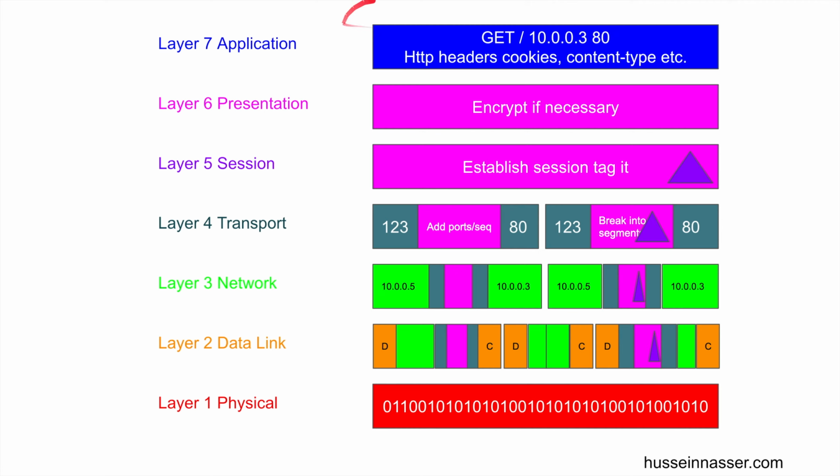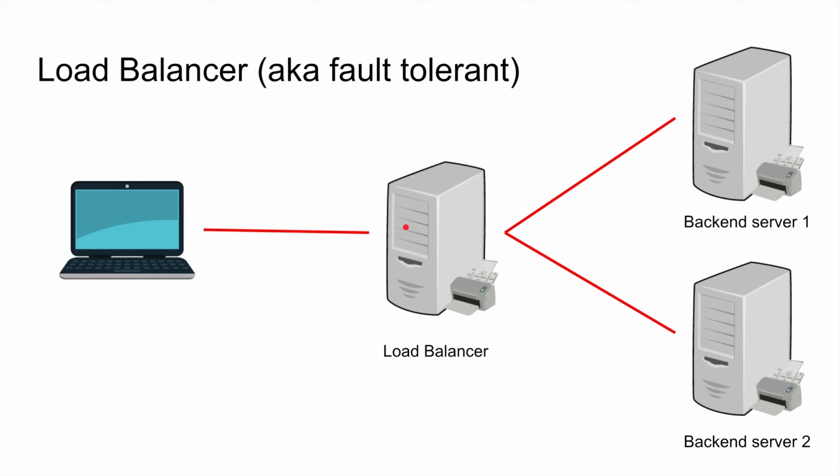And that is essentially layer 7. You have access to this data here. However, at layer 4, you only see IP addresses and ports, okay? That's what you really need to know.